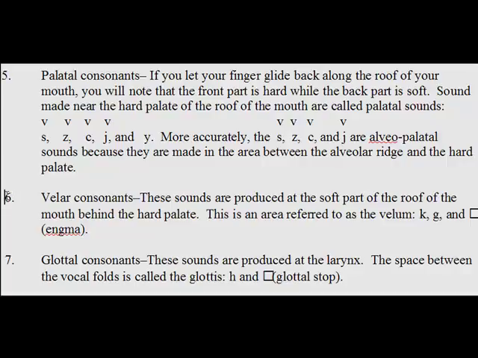Number 6, velar consonants. These sounds are produced at the soft part of the roof of the mouth behind the hard palate. This is an area referred to as the velum. The K, G, and the ng sounds are examples of velar consonants. Number 7, glottal consonants. These sounds are produced at the larynx. The space between the vocal folds is called the glottis. There are 2 examples of these sounds, the H and the glottal stop sounds.